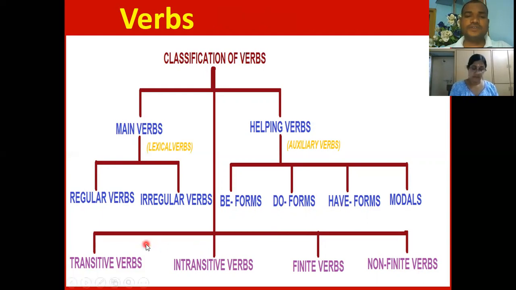But if you observe here, I have given some more information like transitive verbs, intransitive verbs, finite verbs, non-finite verbs. This is the classification based on the object. So we don't need this concept.